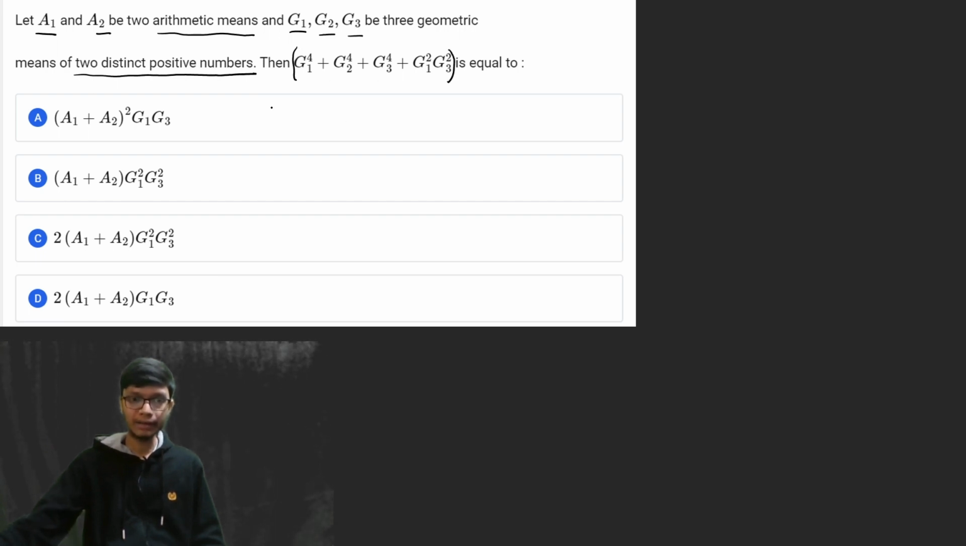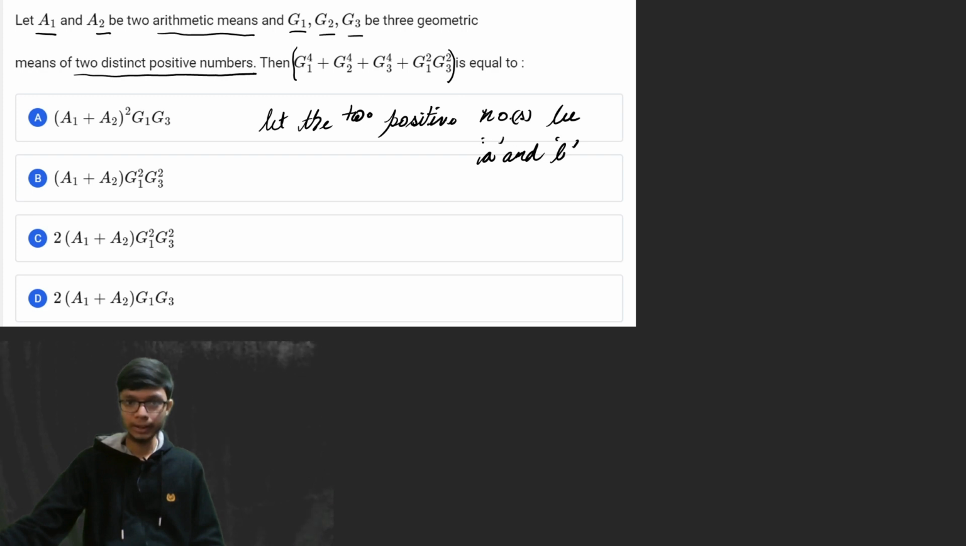Now let us assume the two positive numbers be A and B, where A and B are both positive real numbers. Now it is saying that A1 and A2 are the arithmetic means.